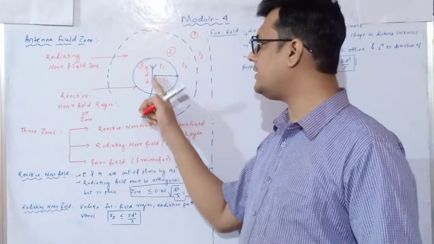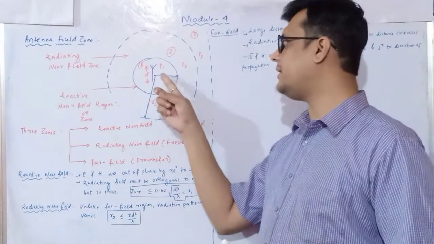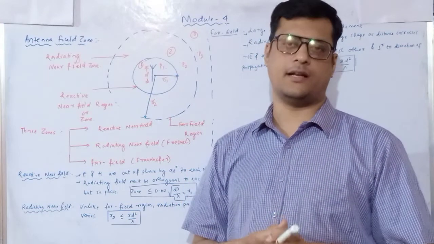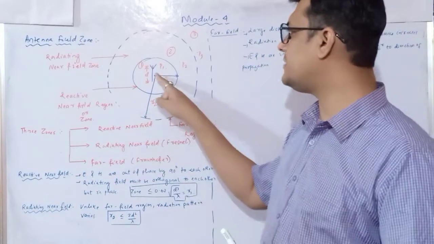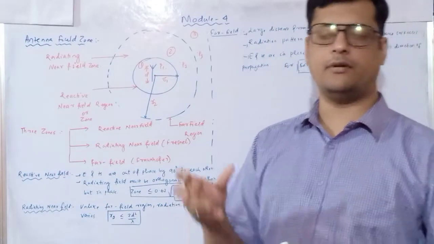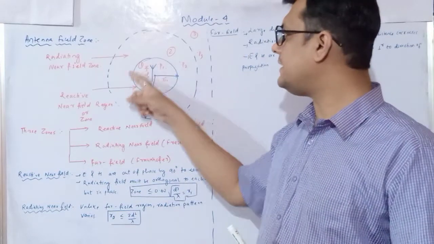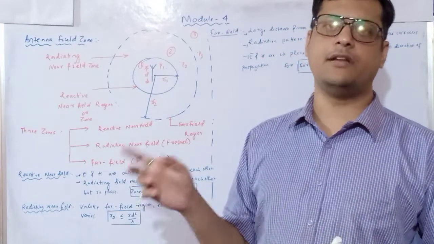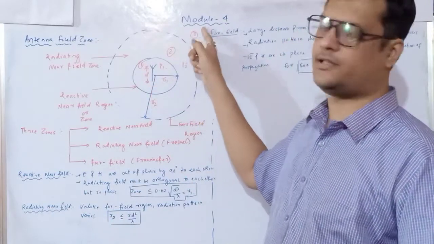The first region is called the reactive near field region. Why is it called near field? Because the radiating antenna has a certain range at which the patterns will be generated. If I am measuring nearer to the radiating element, within this R1, what is the component of electric field, what is the component of magnetic field, and how much power is radiated, that means we are looking within this particular region, and that region is called the reactive near field region, or near field zone. This is one zone, this is one zone, and this is one zone.